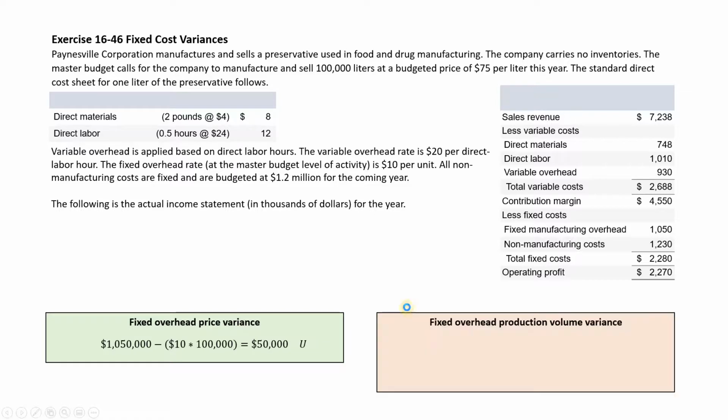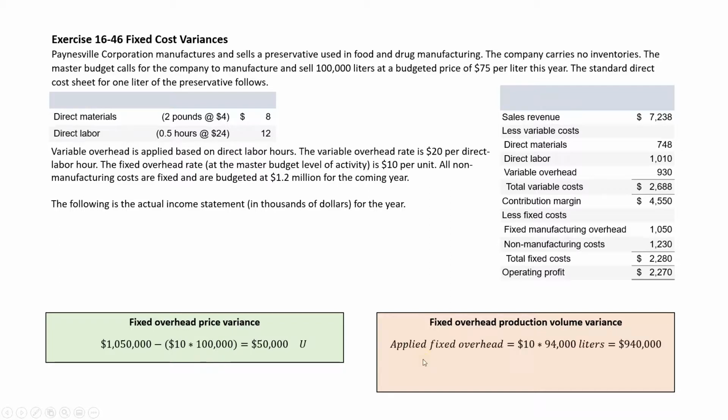So a new one again for you is that the second variance we're going to calculate isn't called an efficiency or quantity variance like the other variable manufacturing components. It's going to be called the fixed overhead production volume variance. So here's some good news though. One of the components that's included within it is our budgeted fixed overhead, which we already calculated as $1 million. So that's one of the two pieces.